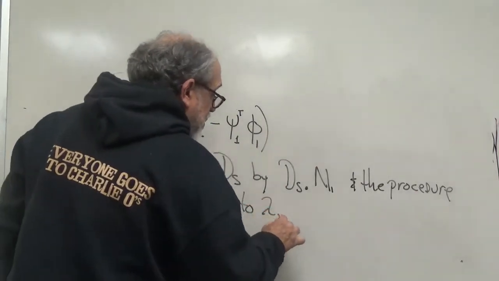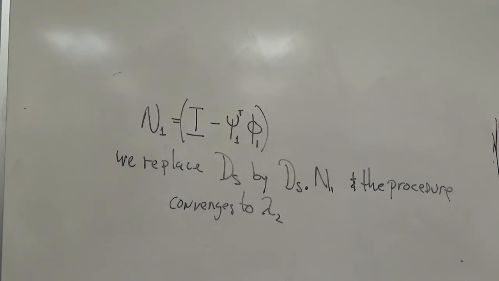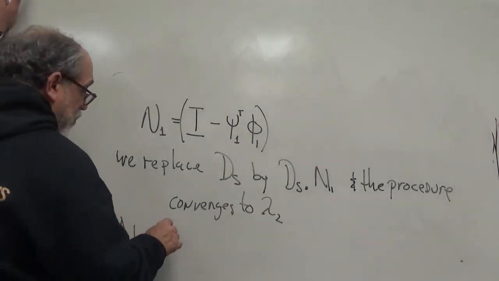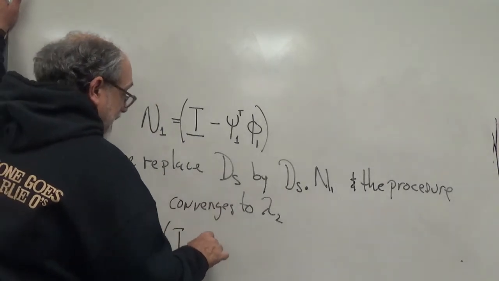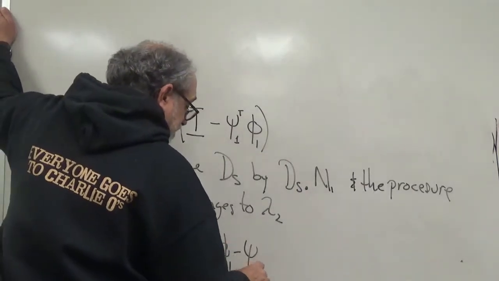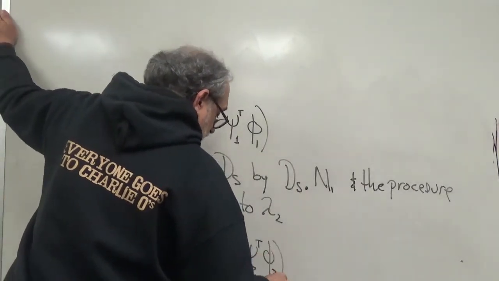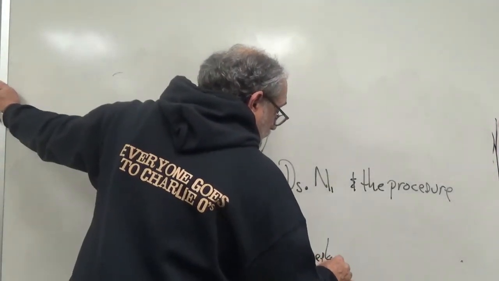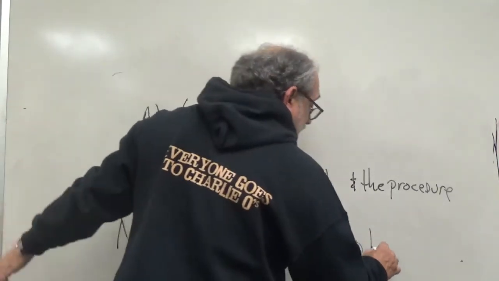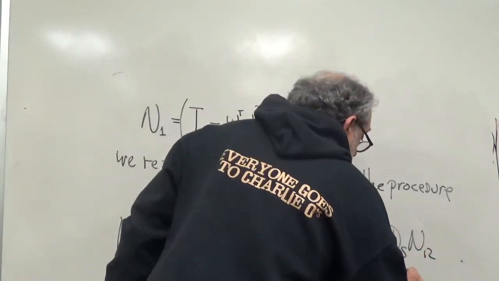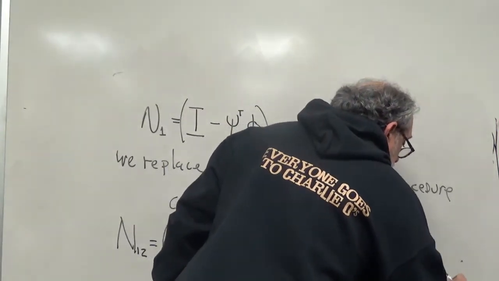to lambda 2. Okay? Now, if we want to get lambda 3, we can use n that gets rid of 1 and 2. That would be the identity minus the left one transpose times the right one minus the left 2 transpose times the phi 2. And in this approach, we now replace ds by ds times n1,2, and we get lambda 3.